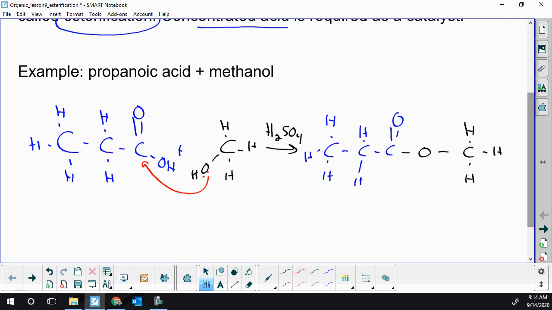Now what's left over? This isn't balanced yet. What parts came off? Perfect. You have an H. That H hasn't been accounted for. And we've got an OH. And back on the top, I said we get an ester and water. So this is our ester and water.